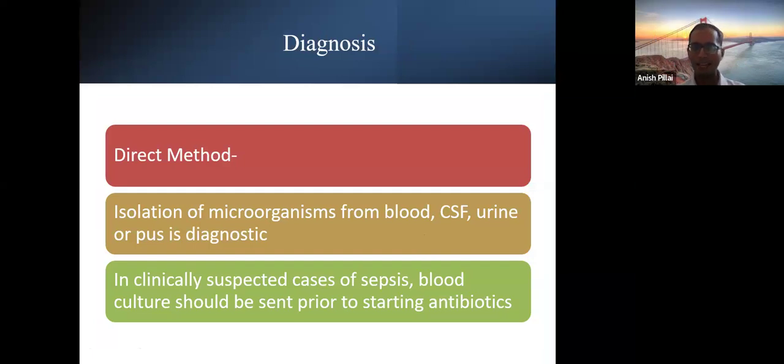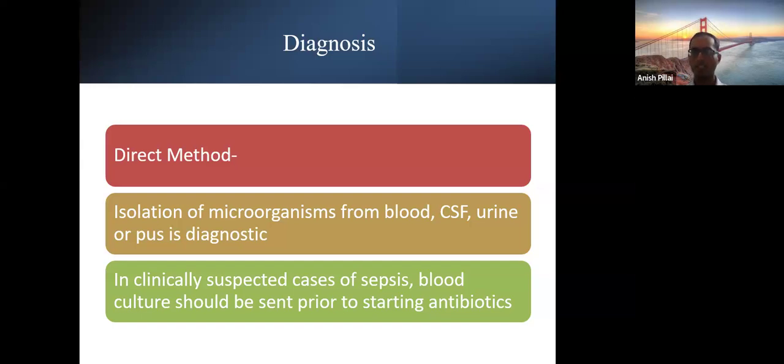So one is the direct method, by which we say, okay, let us find the organism, let us grow it in our lab, let us identify which organism it is, and let us put it for a culture sensitivity. So that is the gold standard or the ideal method, which is called culture sensitivity testing. So there we isolate the microorganism from whichever site we feel is likely to be the culprit. So blood is usually the commonest.